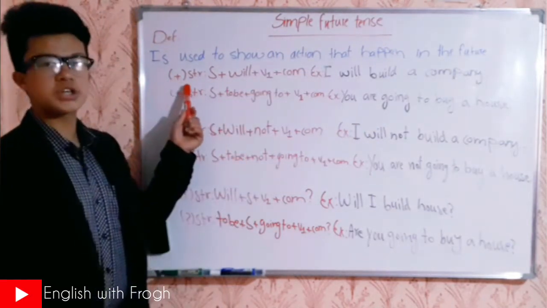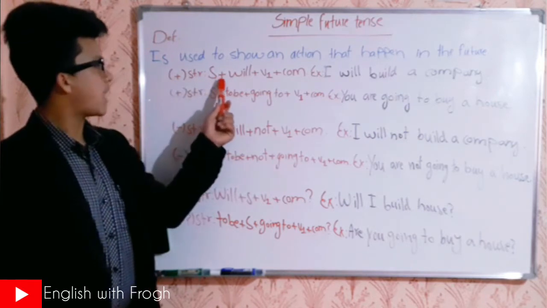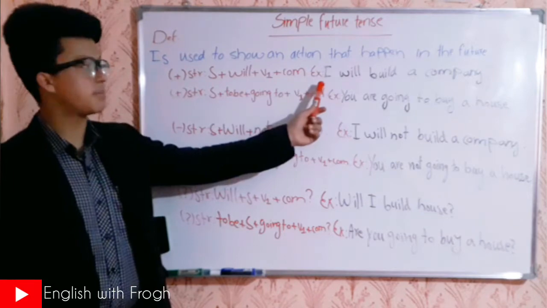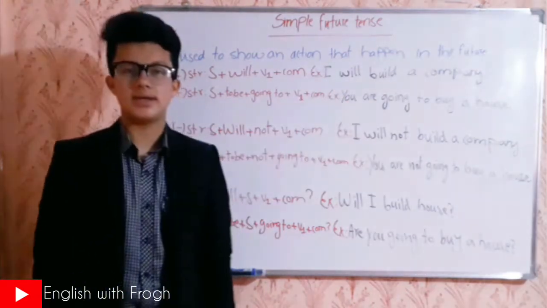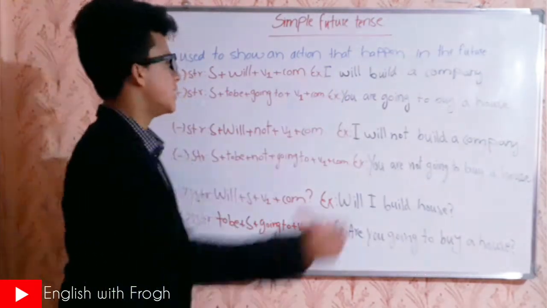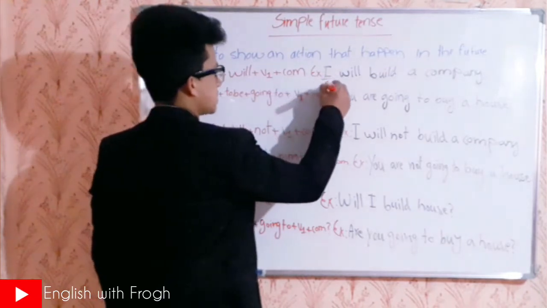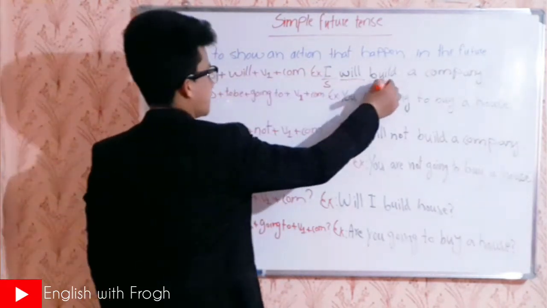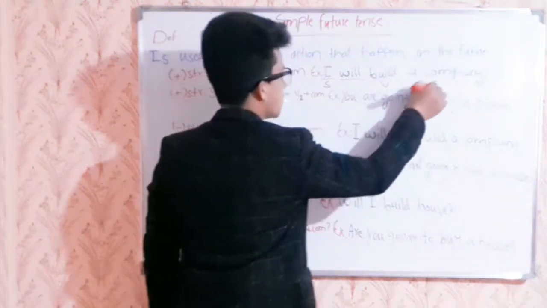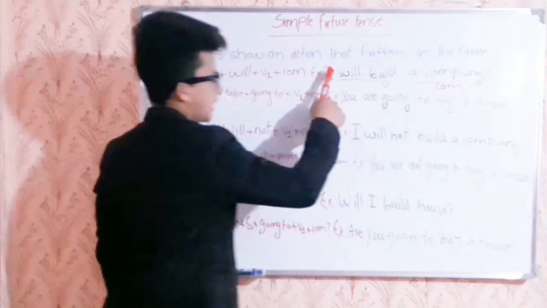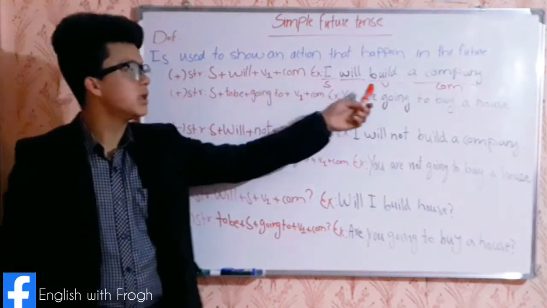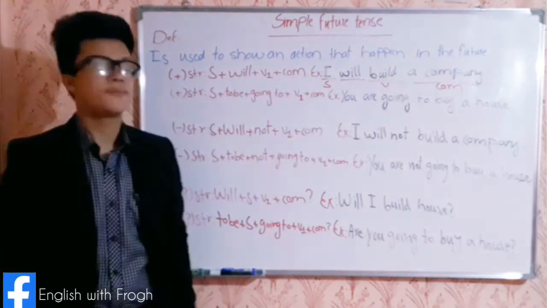The positive structure is subject plus will plus first form of the verb plus complement. Example: I will build a company. I, the subject; will, itself will; build, the verb; and a company, the complement.